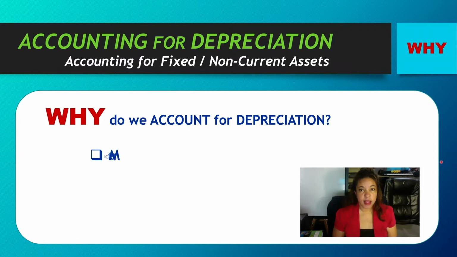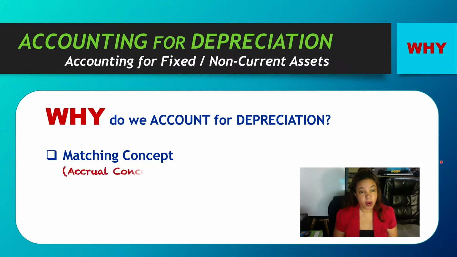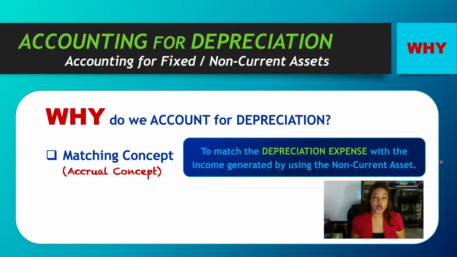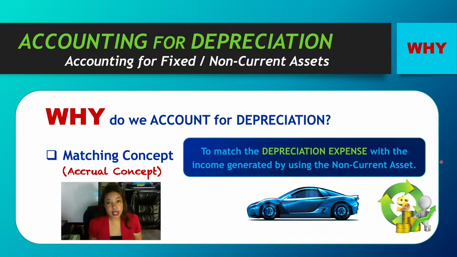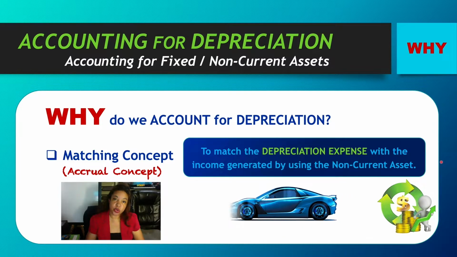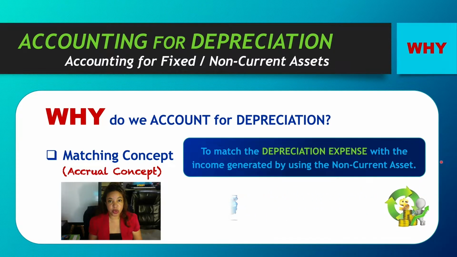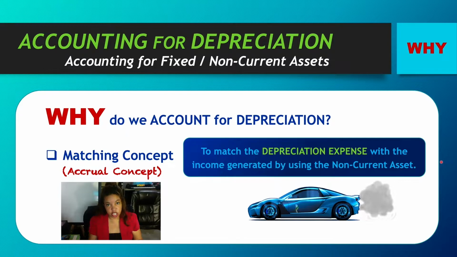Why? There are two rules in accounting: matching concept, also known as the accrual concept. And this rule, basically, we are required to match the depreciation expense with the income generated by using the non-current asset. What is that saying? Why do we use an asset? To generate revenue. But in using that asset to generate that revenue, we are, of course, depreciating the value of that asset. That has to be accounted for.